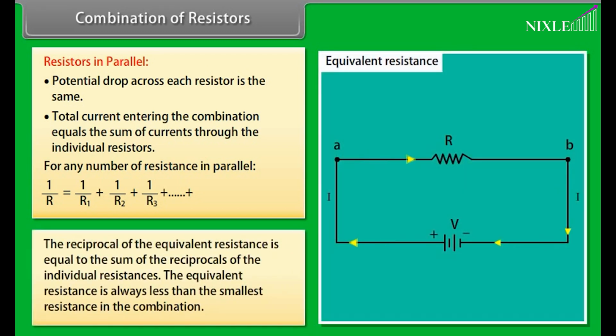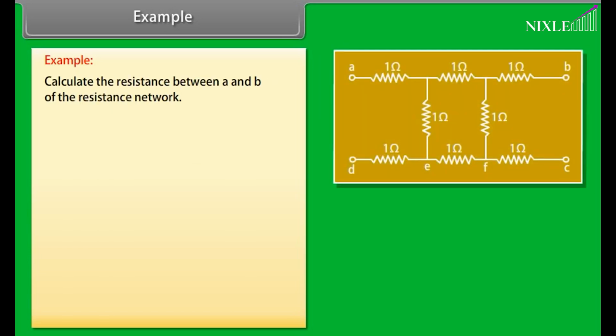The reciprocal of the equivalent resistance is equal to the sum of the reciprocals of the individual resistances. The equivalent resistance is always less than the smallest resistance in the combination. Example. Let's take an example on combination of resistors. Calculate the resistance between A and B of the resistance network shown in the given figure.